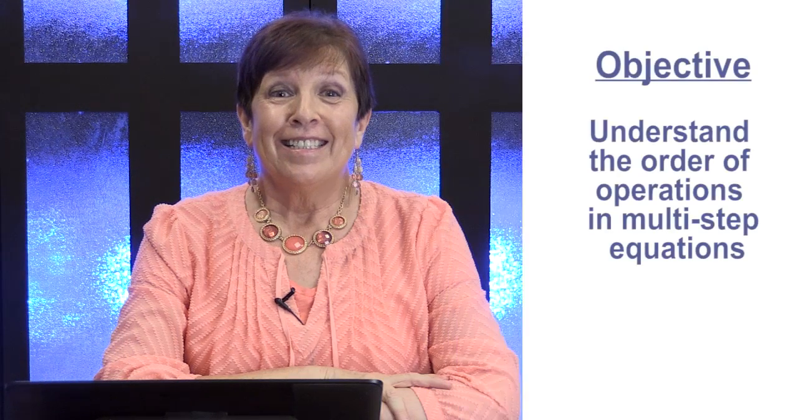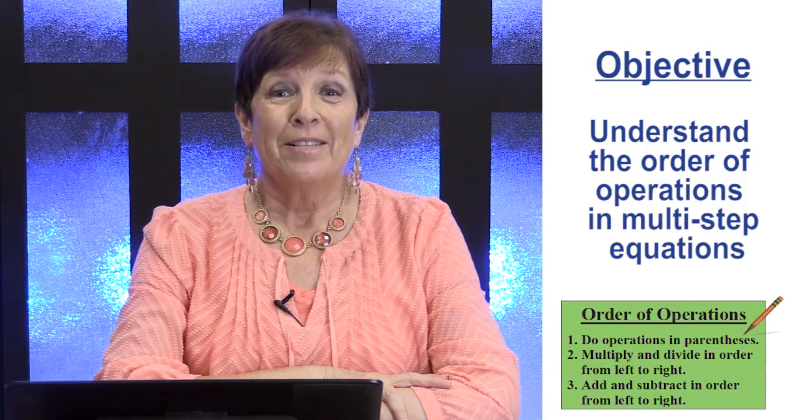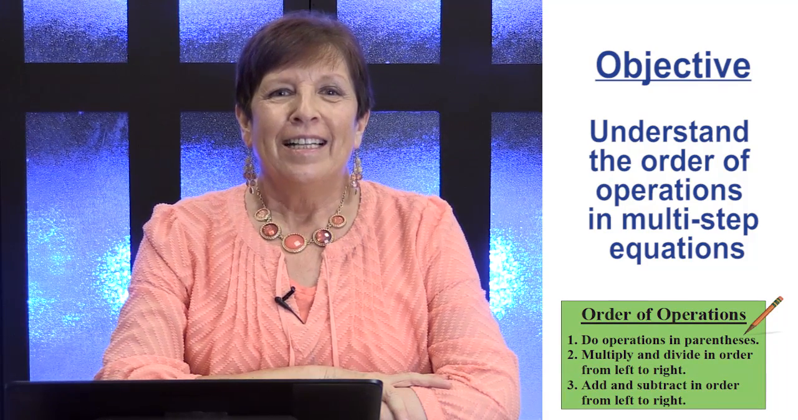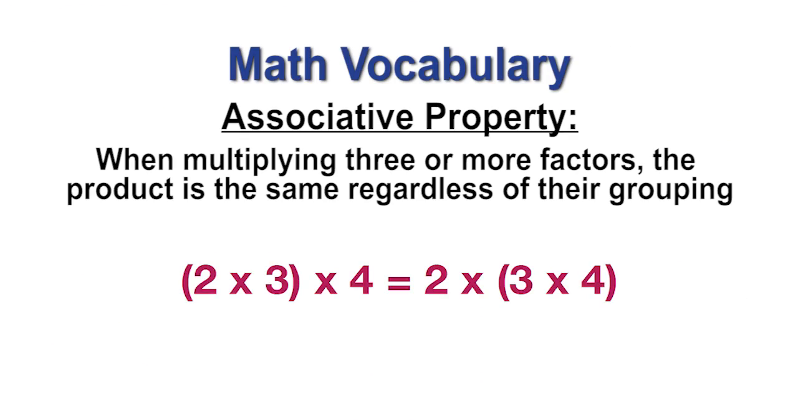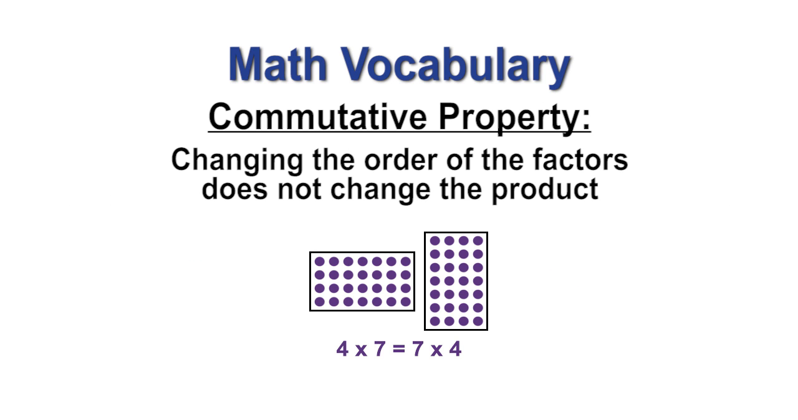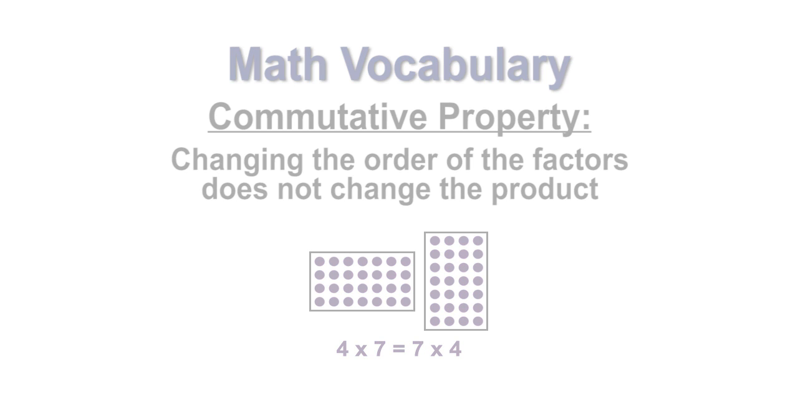In today's lesson, students will learn that order matters in multi-step equations. Let's review some properties that we learned at the beginning of the year. The associative property: in addition and multiplication, no matter how the numbers are grouped, the answer will always be the same. The commutative property: in addition and multiplication, numbers may be added or multiplied together in any order.